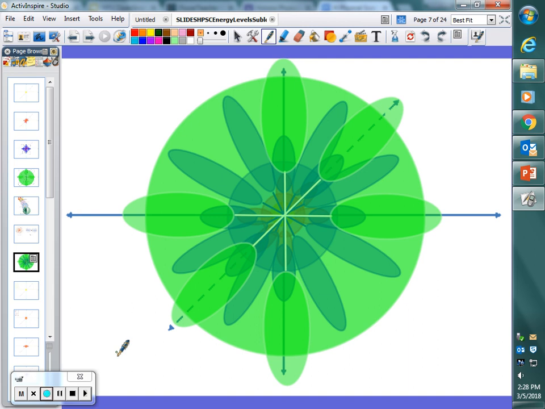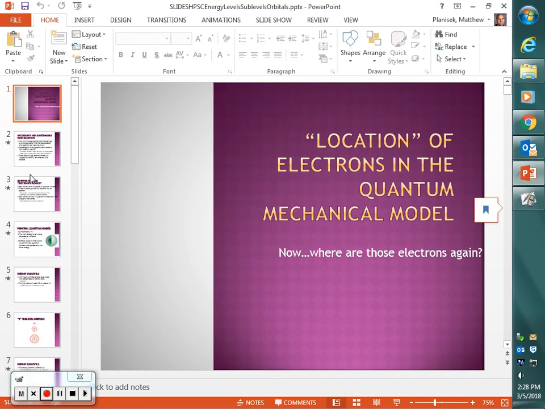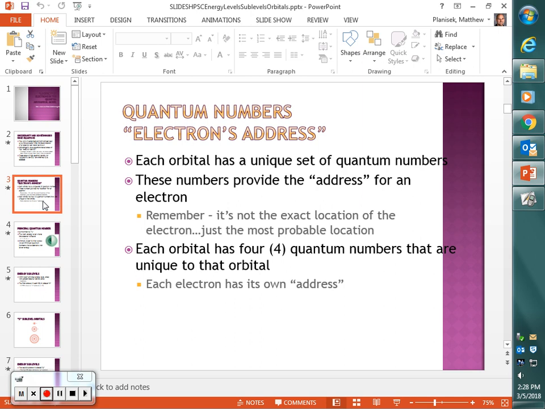How many quantum numbers do we need to distinguish all these orbitals? 4. Okay? Quantum numbers give us a unique way of distinguishing each orbital from all the other orbitals. Each orbital has 4 quantum numbers that is unique to that orbital and distinguishes it from all the other ones. On Friday, I believe we went through 3 of them. Is that correct? Okay. Let's review the 3 that we did.